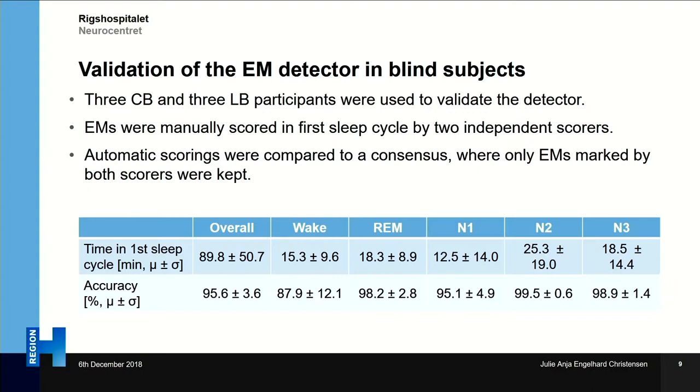The lowest obtained was for the nocturnal wakefulness, which drops to 87.9%. But as you can see, all of these accuracy levels are pretty high, and we thought that this was high enough for the purpose of this study.